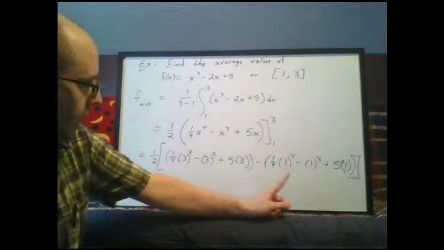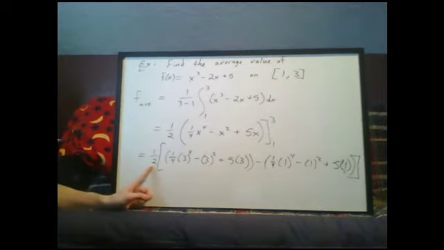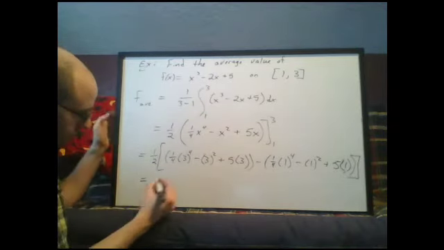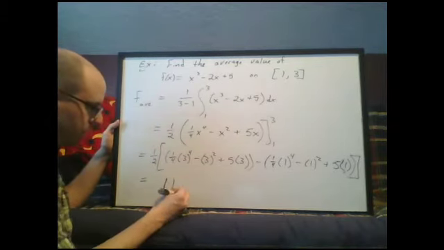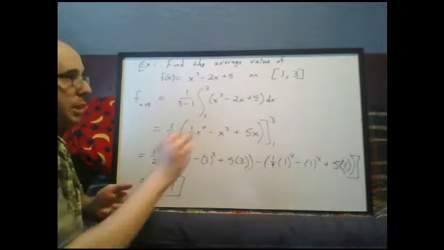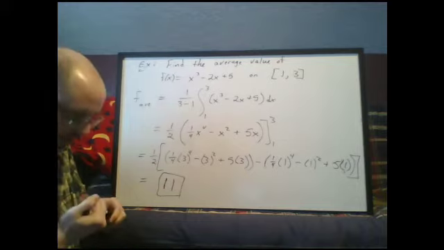So all of the integral comes out to be 22. Then I multiply by 1/2 and get 11. So the average value that this function takes on this interval is 11.